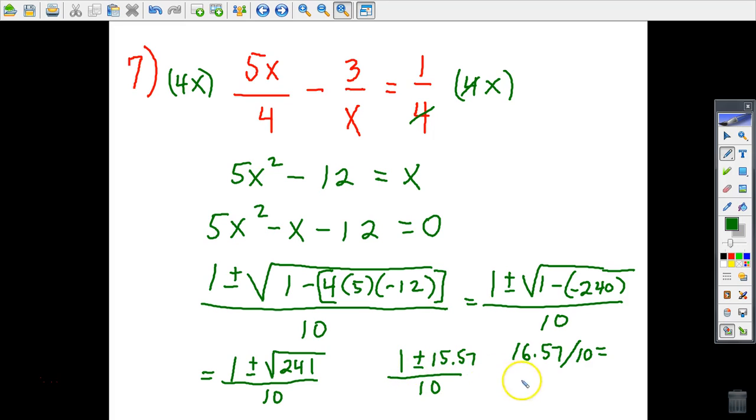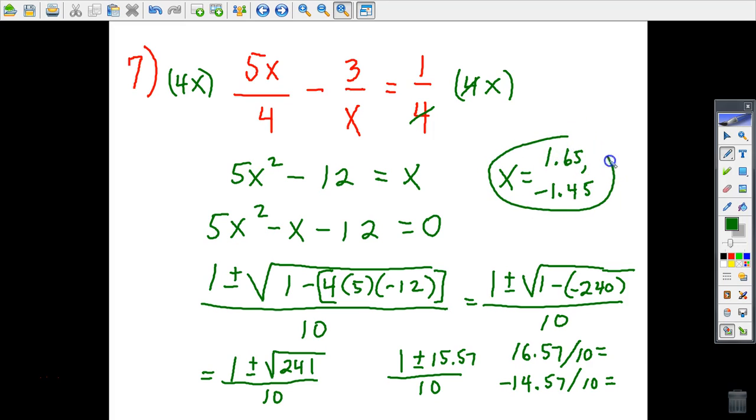And then you need to do the subtraction. 1 minus 15.57 divided by 10. And if I remember correctly, we're going to round these to two decimal places. Your two answers are positive 1.65 and negative 1.45. Okay, so just a reminder, do the addition, divide by 10 for one answer, do the subtraction, divide by 10 for the other solution. And neither one of those makes 0.